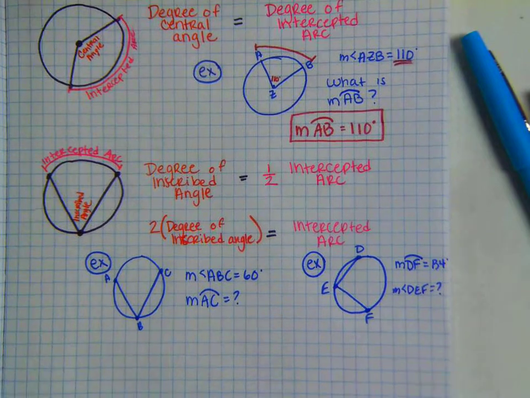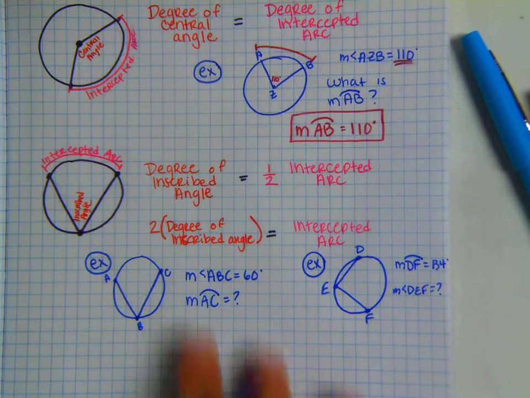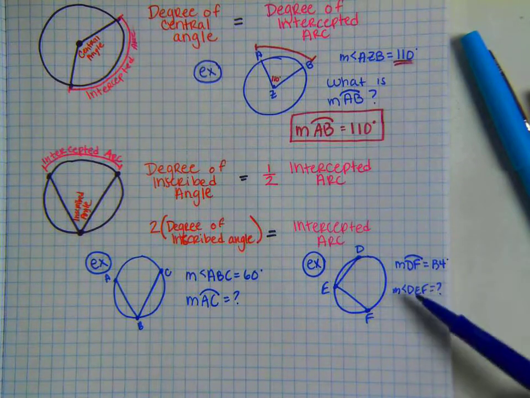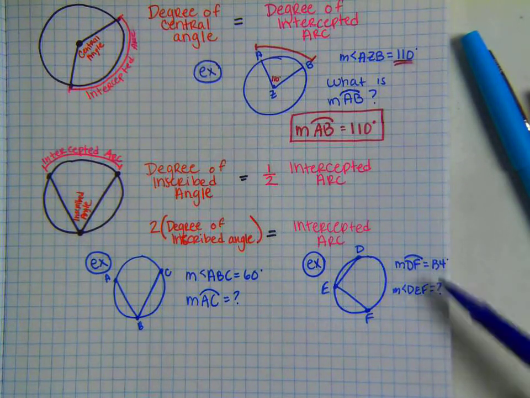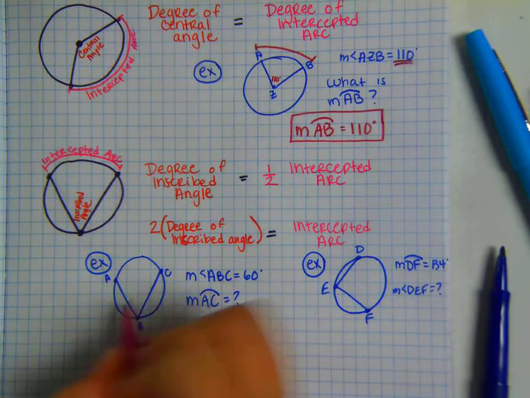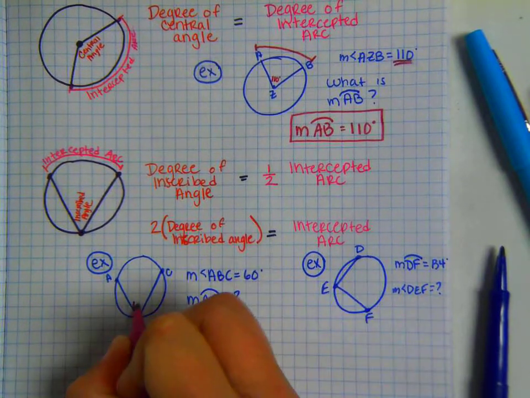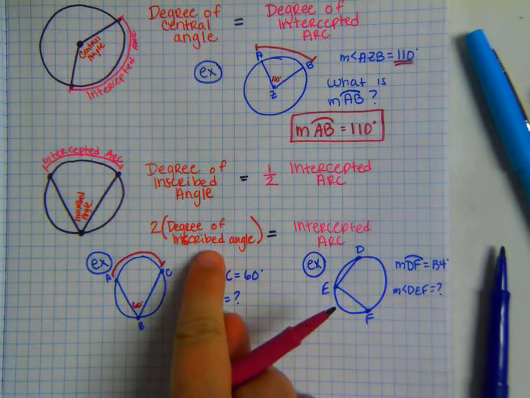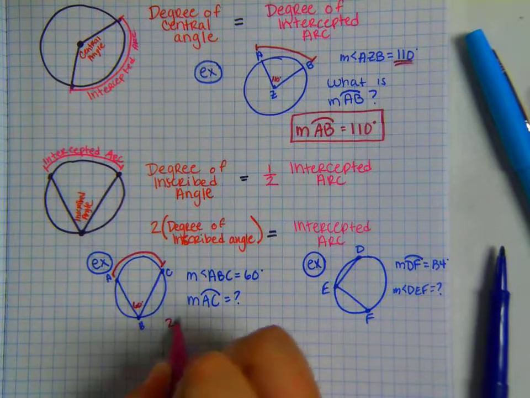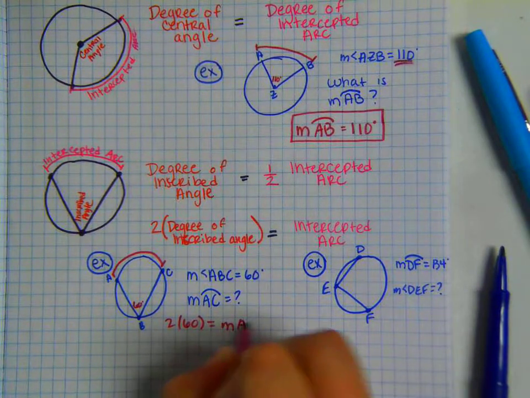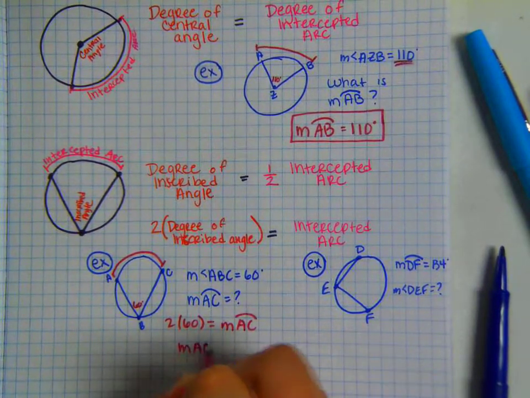Okay, so I want you to try those two. The first one, we're given the measure of angle ABC is 60, and I want you to find the measure of the arc AC. The second one, I'm giving you the arc DF is 134. I want you to find the angle of DEF. Okay, so the first one, we know the angle measure of ABC is 60. So we're trying to find the intercepted arc, and we're given the degree of the inscribed angle. So I'm going to say 2 times the degree of the inside angle is going to equal that intercepted arc, which means the measure of AC is going to be 120.